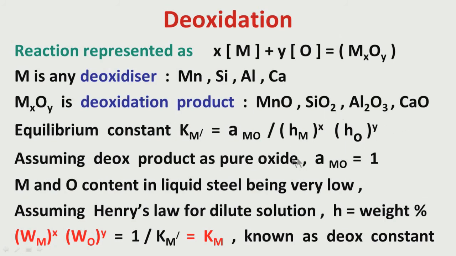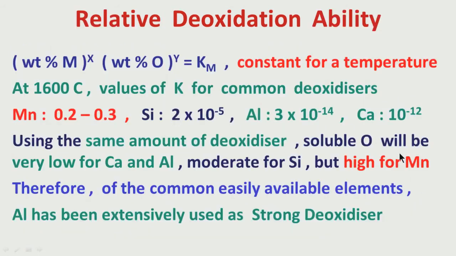So, from these equilibrium constants, I have shown that the weight percentage of the metal to the power x, into the weight percentage of oxygen in equilibrium in liquid steel to the power y, is a constant, and this constant depends only on the temperature and nothing else. So, at a particular temperature, using this relationship, we can find out what amount of a particular deoxidant will give rise to what amount of oxygen after deoxidation at equilibrium. So, we can know what the deoxidants are and how much oxygen is left after deoxidation.